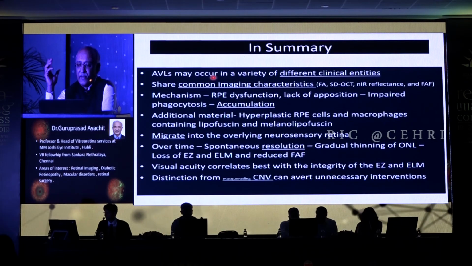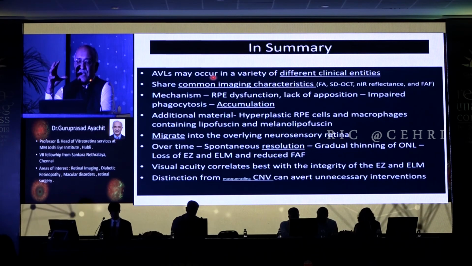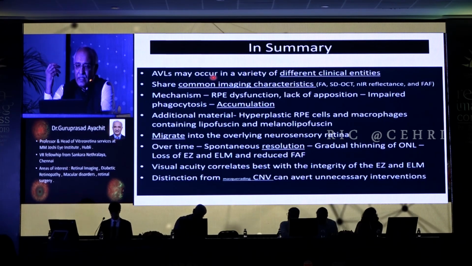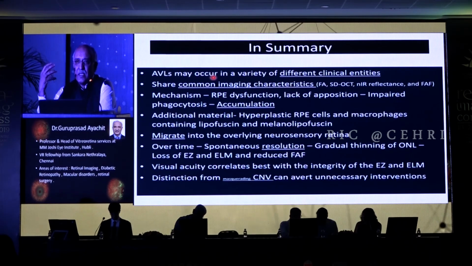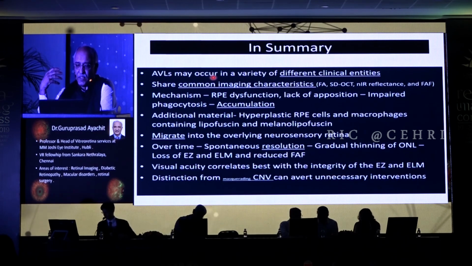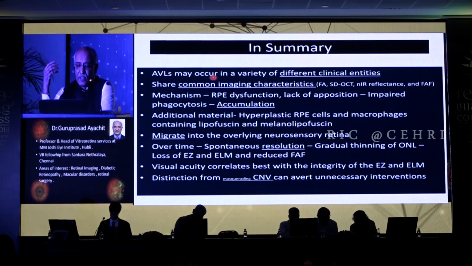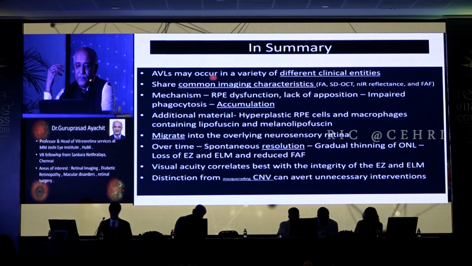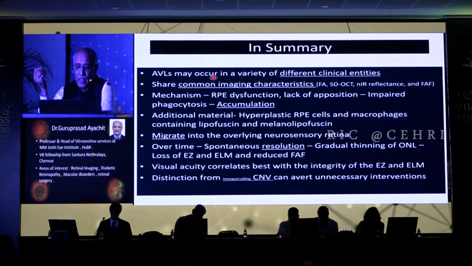So in summary, it can occur in different clinical entities. They share common imaging characteristics. It is due to accumulation of material because of RPE dysfunction, there is phagocytosis of this material, both the lipofuscin and the pigment, and they tend to migrate into the overlying neurosensory retina. Over time, they can resolve, and visual acuity is most of the time preserved in these patients. And this distinction, the most important distinction from CNVM, has to be done in order to avoid unnecessary interventions.